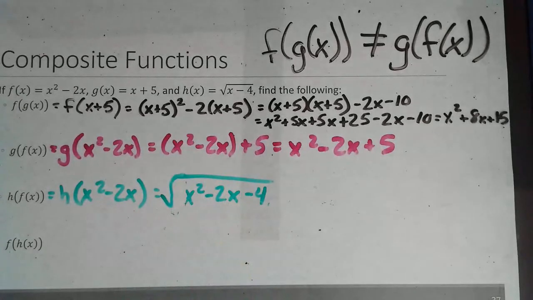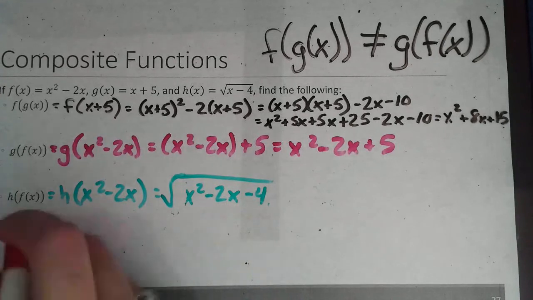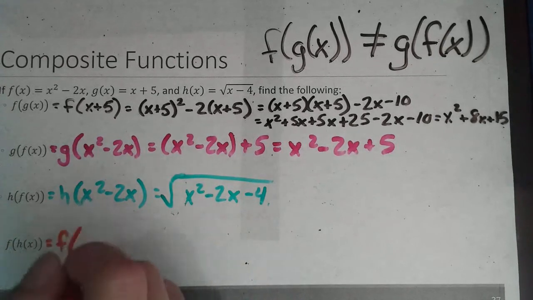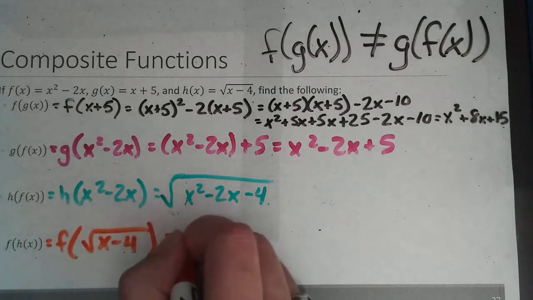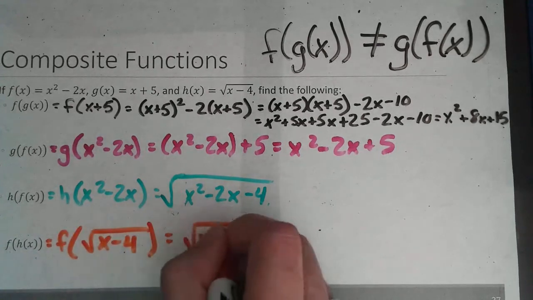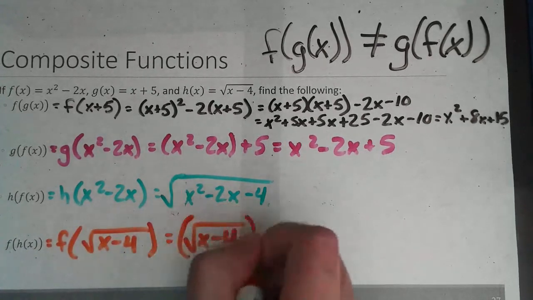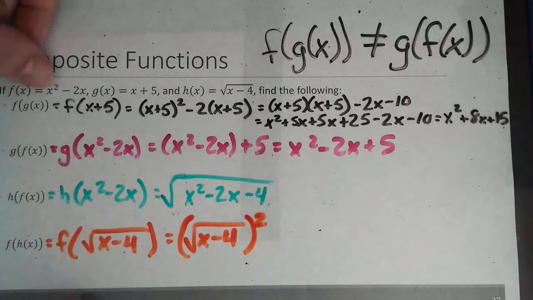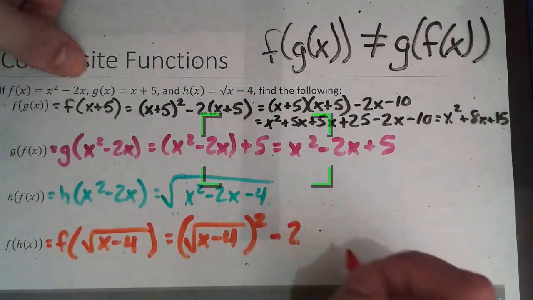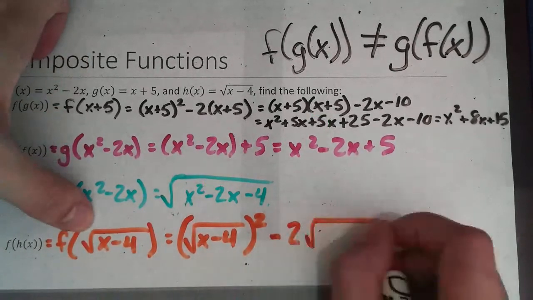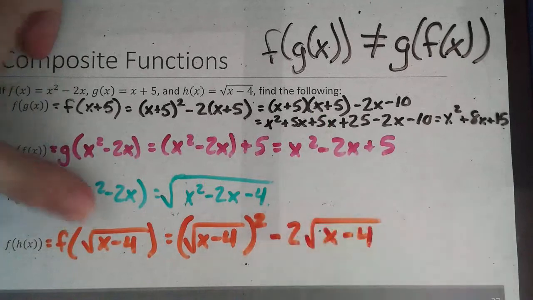Let's try f of h of x and see what that one looks like. That'll be f evaluated at the square root of x minus 4. So that will be the square root of x minus 4 in parentheses squared, because we're taking what we plug in and squaring it, minus 2 times what we're replacing, which is the square root of x minus 4.